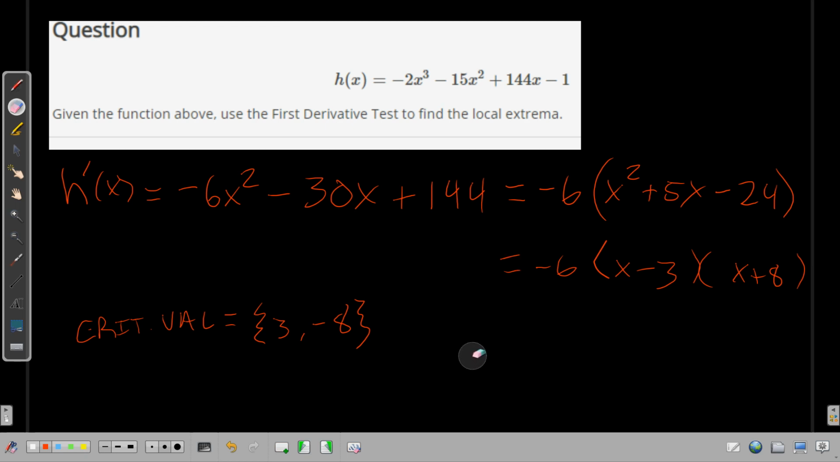In order for those to be local extrema, it has to change from increasing to decreasing or decreasing to increasing. So let's just check right quick. And we'll do the test point method. So 0 is in here inside of this interval. And if I put a 0 into this function, it would be positive. And because all these roots are unique, then it's just going to alternate back and forth. That means that my function was decreasing and then increasing and then decreasing again. So it has local extrema at minus 8 and 3.